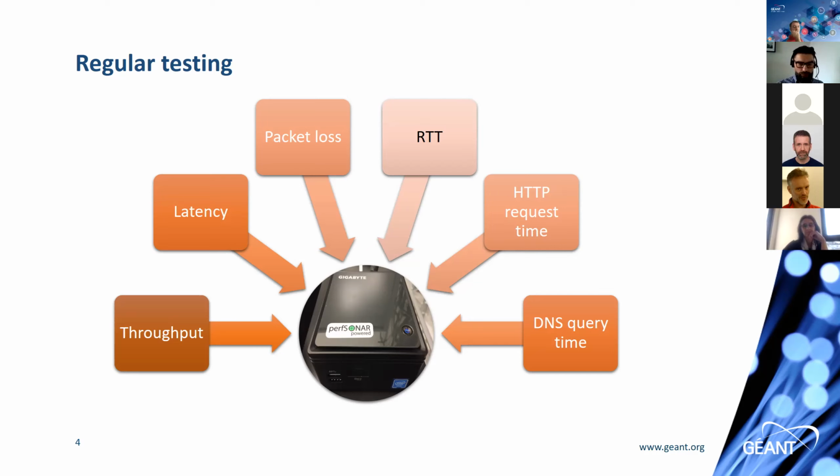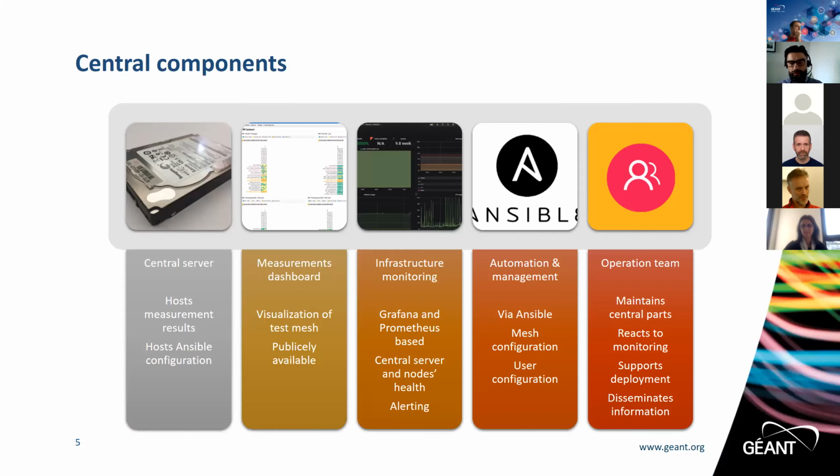So the previous 4 we measured to the GÉANT measurement points, but those HTTP and DNS query time we measure to selected websites, like those which may have some importance for the community, like the GÉANT website, RIPE website, or google.com website. So we measure those, we run those tests regularly, and all the data is then coming to the central server.